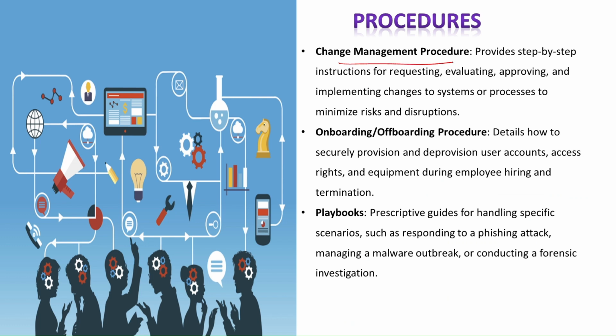Procedures include change management procedure, which provides step-by-step instructions for requesting, evaluating, approving, and implementing changes to systems or processes to minimize the risks and disruptions. Onboarding and off-boarding procedure details how to securely provision and deprovision user accounts, access rights, and equipment during employee hiring and termination. While the playbook is the prescriptive guide for handling specific scenarios such as responding to a phishing attack, managing a malware outbreak, or conducting a forensic investigation.